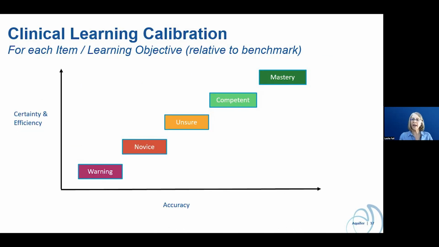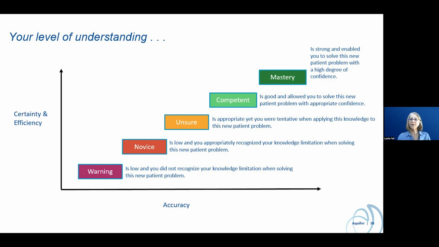The clinical learning calibration metric is applied to each assessed learning objective, providing item-level feedback about a student's current level of understanding relative to relevant peer benchmarks. The levels are designed to shine a light on both areas of relative strength, known areas of limited knowledge, and, importantly, areas of miscalibrated confidence, both high and low.